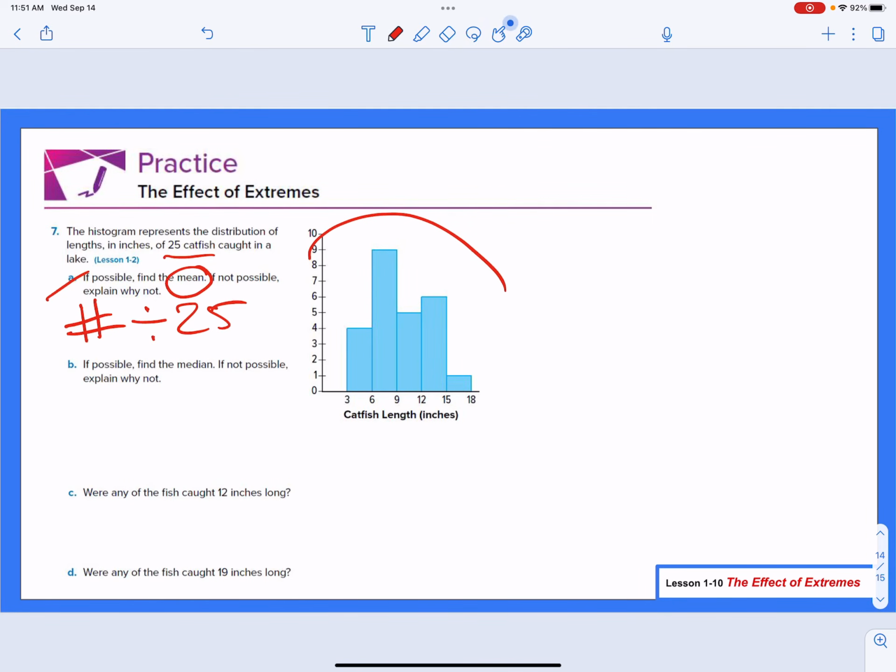Can I find the median? Well, again, to find the median, I need actual numbers so I can line them up and figure out where the middle's at. Do I have actual numbers here? I don't, so I really can't do that either.